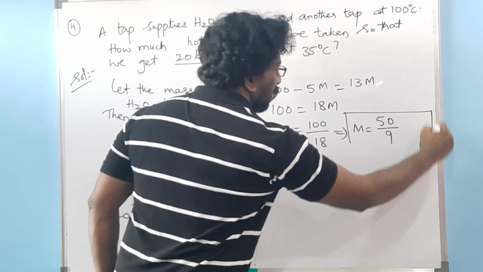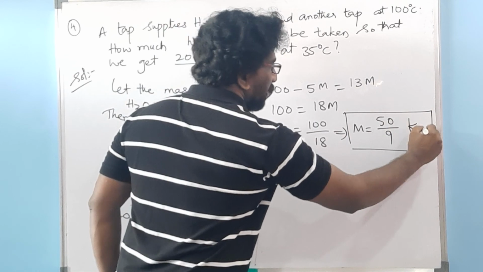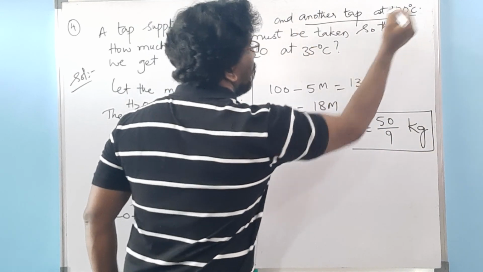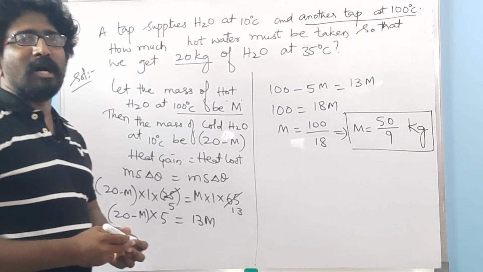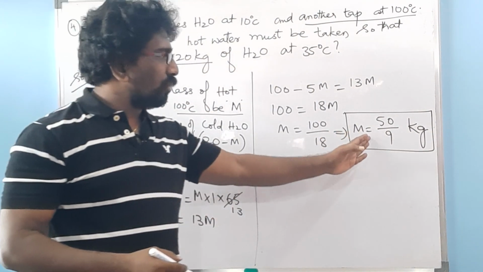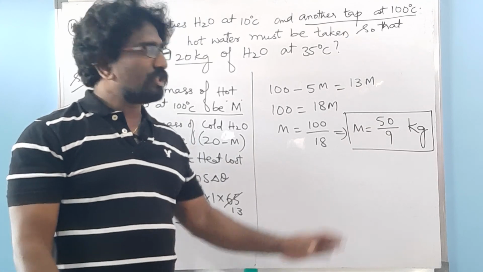So this is your final mass of the water at 100 degrees Celsius, that is equal to 50 over 9 kg. So the mass of the hot water is equal to 50 over 9 kg. So this is how you are supposed to solve.